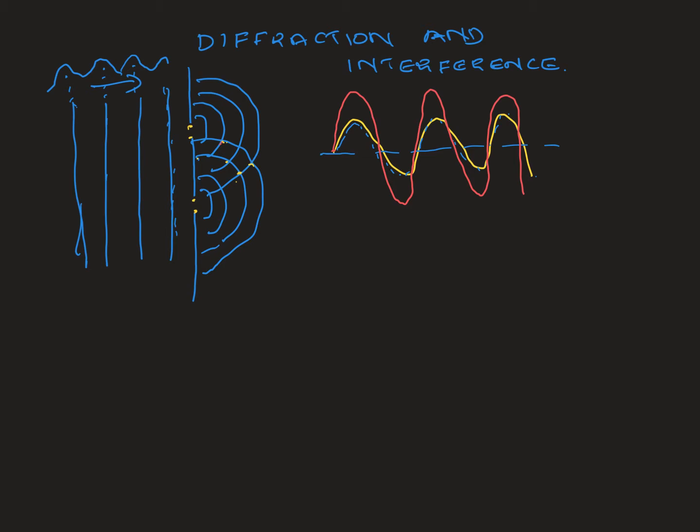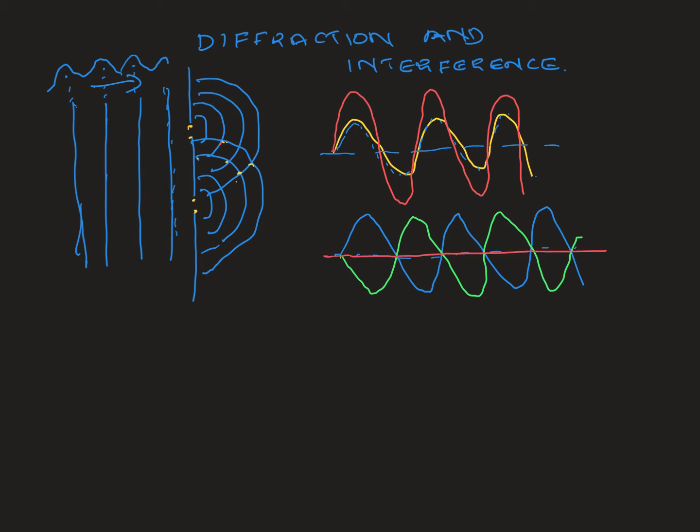At the same time, there are some points where they interfere destructively. So if you have a wave like that and another wave with the same wavelength but out of phase, what will happen? The resulting wave will be like that. So they are destructively interfering.